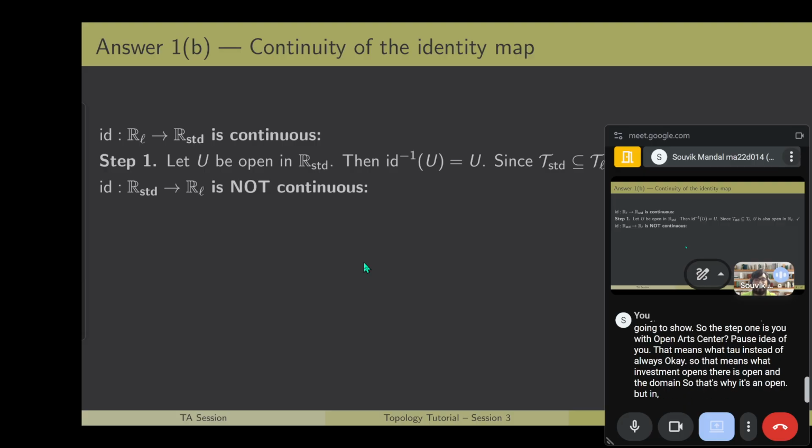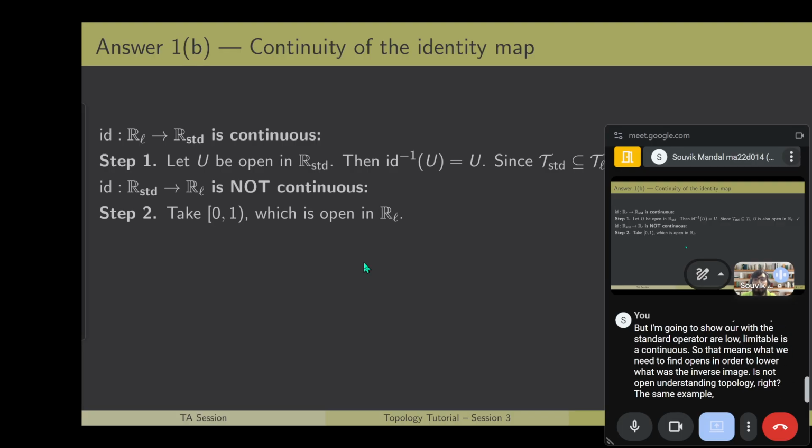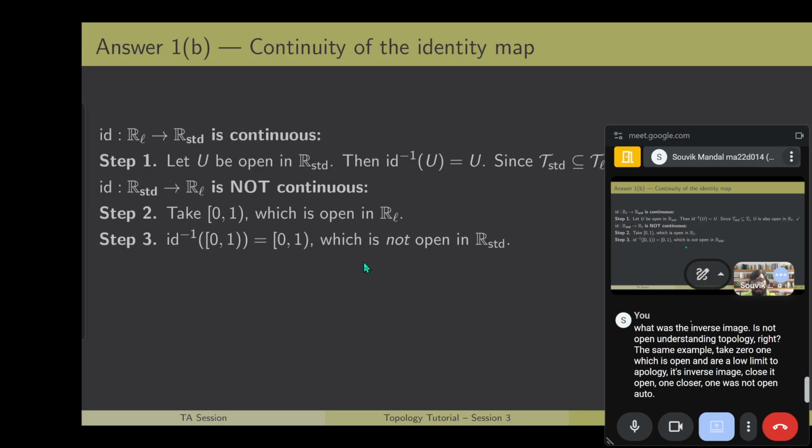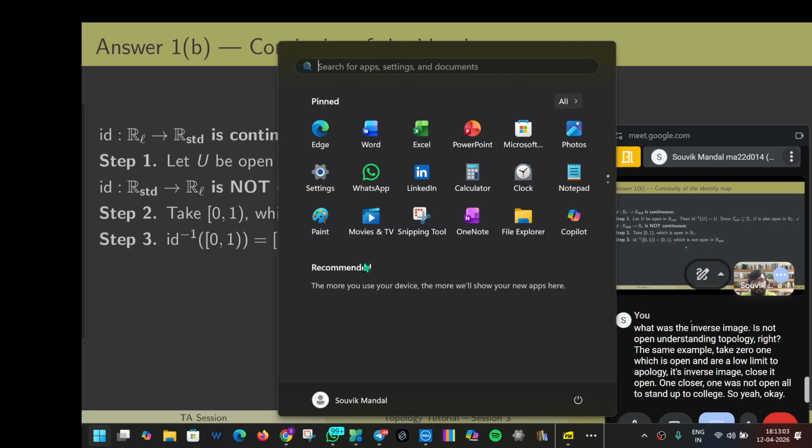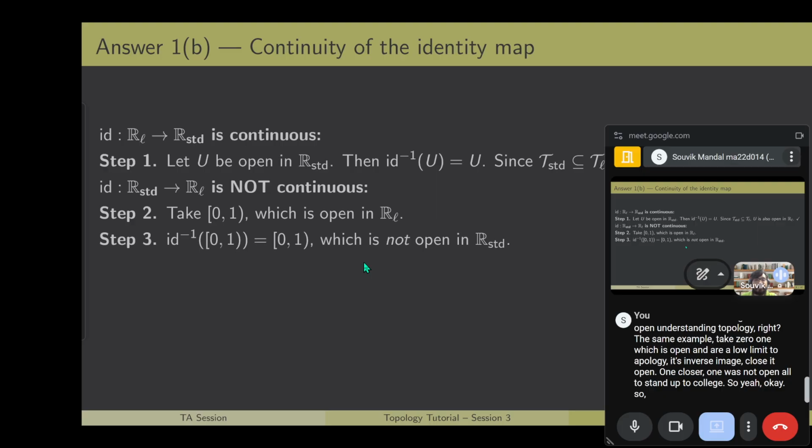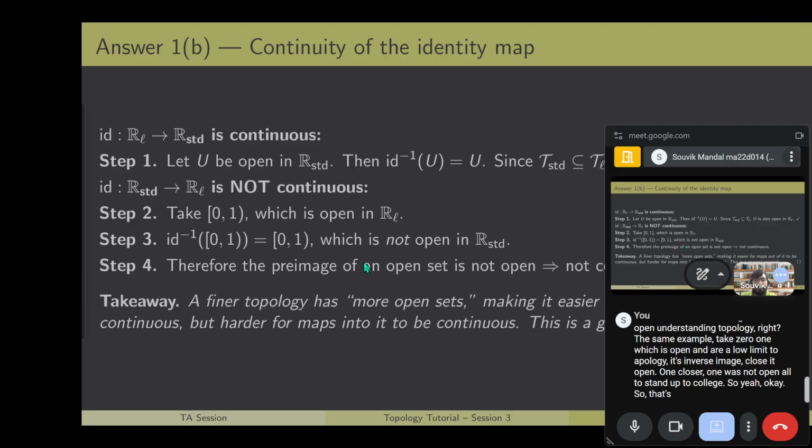But when we show R with the standard topology to R with lower limit topology is not continuous, we need to find an open set in R with lower limit topology whose inverse image is not open in R with standard topology, right? So same example, take closed 0, open 1, which is open in R with lower limit topology. Its inverse image is closed 0, open 1. But closed 0, open 1 is not open in R with standard topology. So yeah, we have done. So the pre-image is not open.